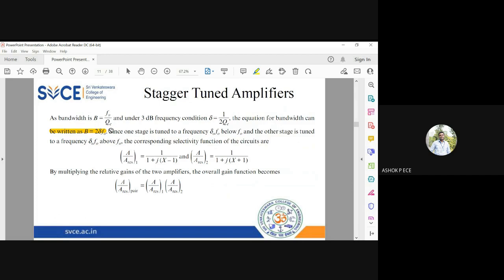So if one stage is tuned to the frequency delta F0 below F0, the other stage is tuned to the frequency delta F0 above F0. So delta F0 below F0 means delta F0 minus F0. So I can take F0 outside. It is going to be F0 into delta minus 1. So if the other stage is going to be tuned to the frequency above F0, it is going to be delta F0 plus F0. If we take F0 outside, it is going to be delta plus 1. So in this way, the frequencies of the tuned circuits are shifted on either side. Okay.